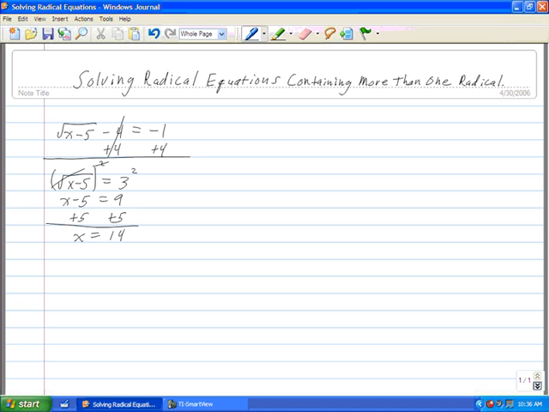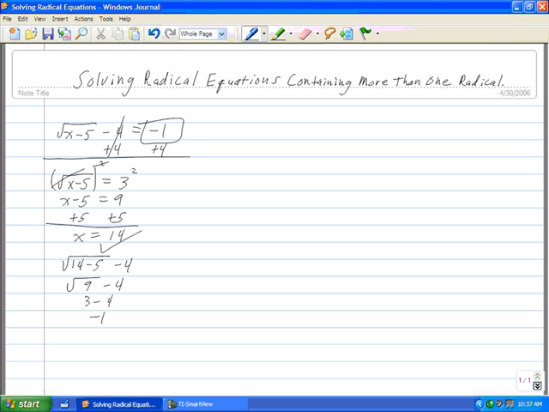Now remember, when you are solving an equation of this type, you really need to check your answer because extraneous solutions are very easy to come up with. So for example, with this one, I can plug back in and get that the square root of 14 minus 5, minus 4, is the square root of 9 minus 4, which is 3 minus 4, which is negative 1, so that solution checks out. Just because this was a negative value over here didn't automatically mean that we were going to get no solution. We have to check these.